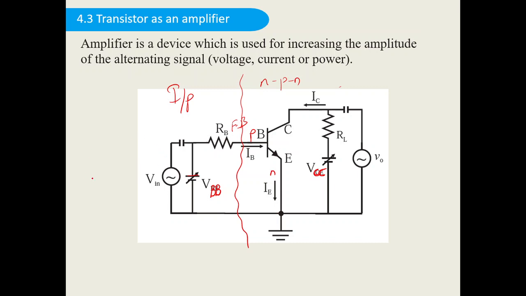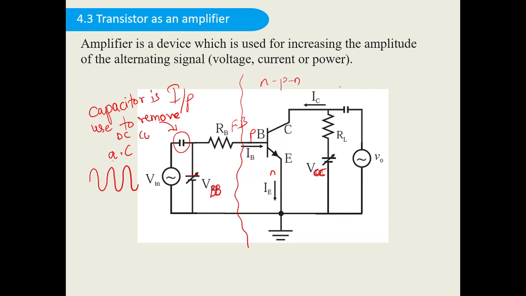We want alternating supply like this. So this is the input signal which will be giving you the alternating voltage. So this is the V in, which is giving you the alternating voltage AC. This capacitor is used to remove the DC component.